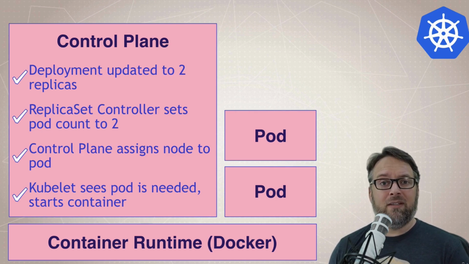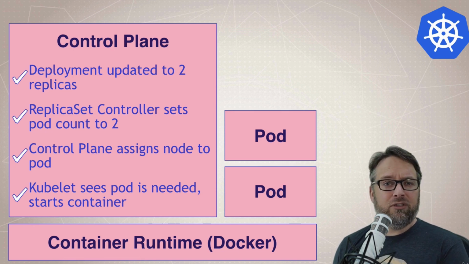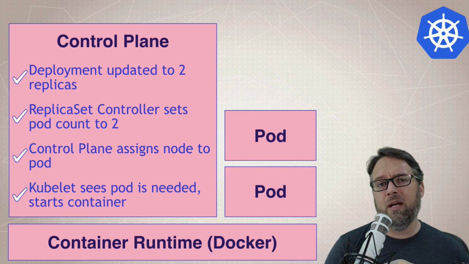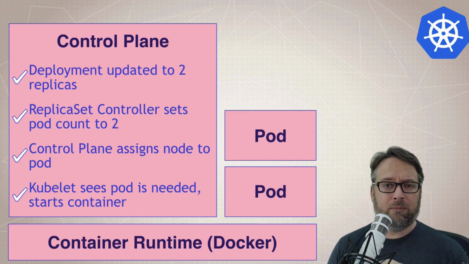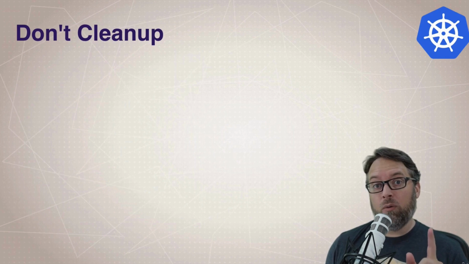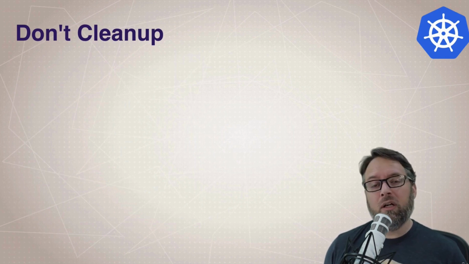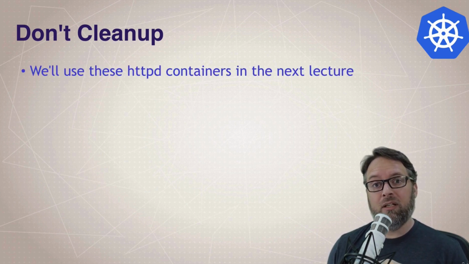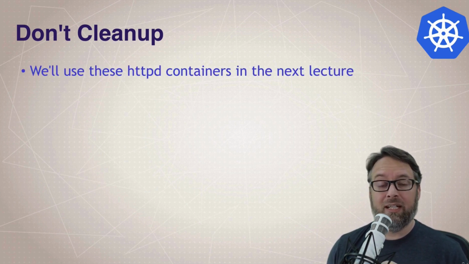With Kubernetes, we get these additional layers of abstraction, and that does introduce a slight delay compared to maybe something you would do on Docker or Swarm, but really, in most cases, it's negligible. And the trade-off is we get much more flexibility and control with these different layers of abstraction. Oh, and don't clean up on this one. We're going to use these Apache containers in the next lecture when we do some inspecting of what's going on in Kubernetes.